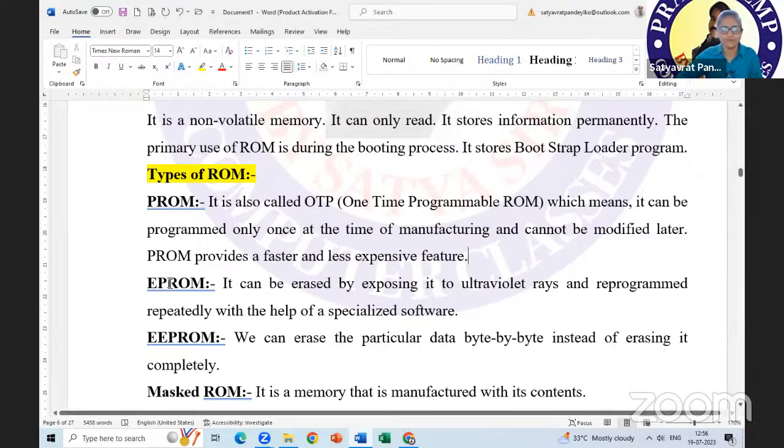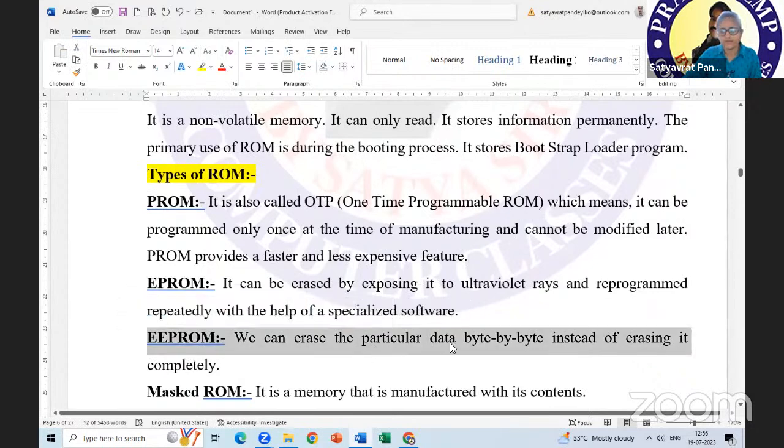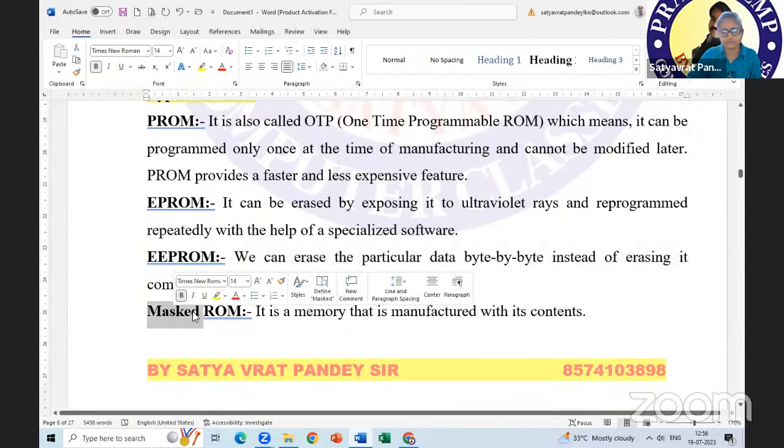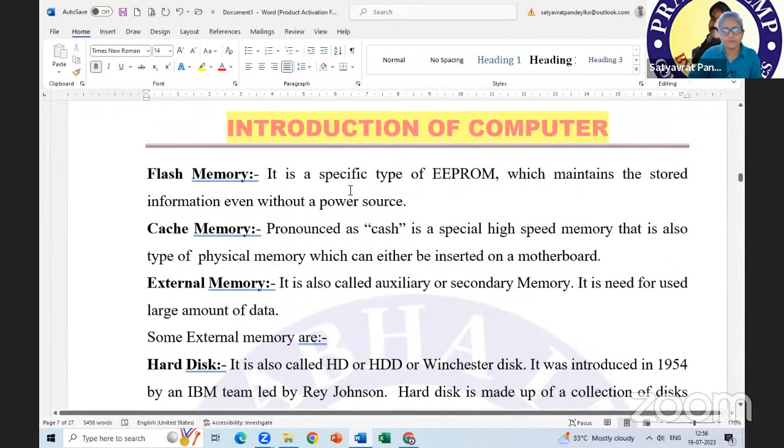Now what is EPROM? It can be erased by exposing it to ultraviolet rays and reprogrammed repeatedly with the help of specialized software. EEPROM. We can erase particular data byte by byte instead of erasing it completely. Masked ROM. It is a memory that is manufactured with its contents. Flash memory. It is a specific type of EEPROM which maintains the stored information even without a power source.